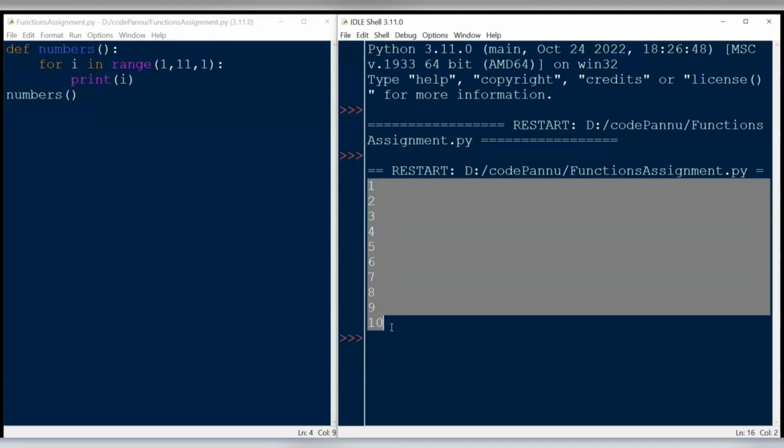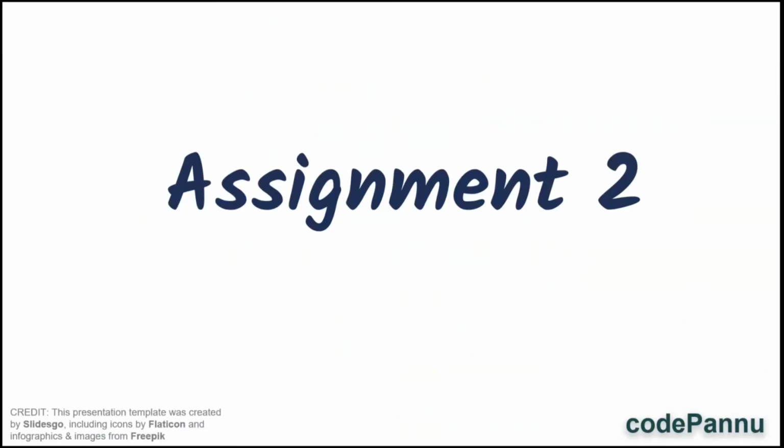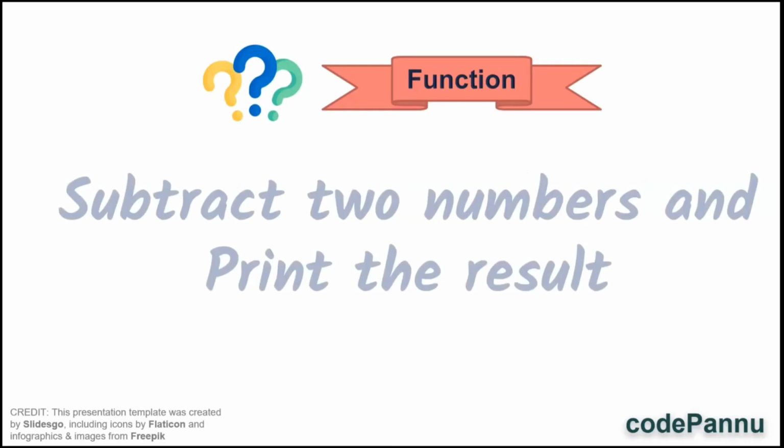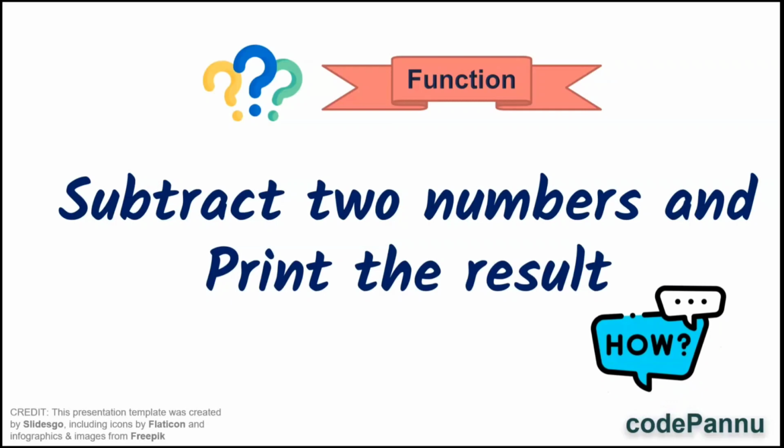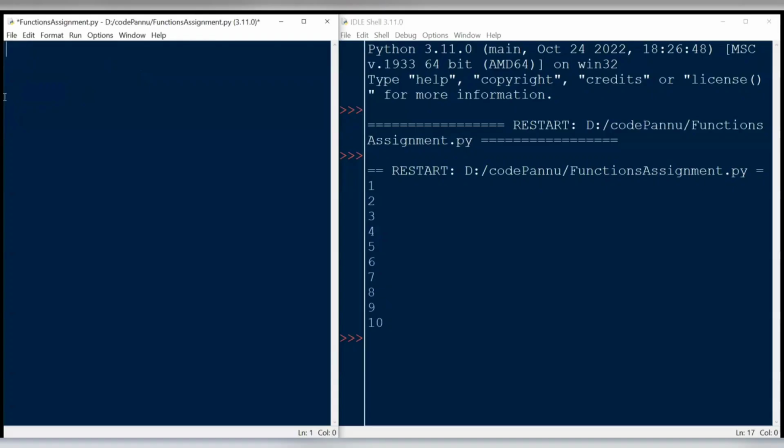Yes. The second assignment is, can you create a function to subtract 2 numbers and print the result? How do you do it? Let us create a function first. We should use the word def and give the name of the function, and here let us use it as subtract underscore numbers and put a colon. And again, don't forget to put open and close brackets before colon.